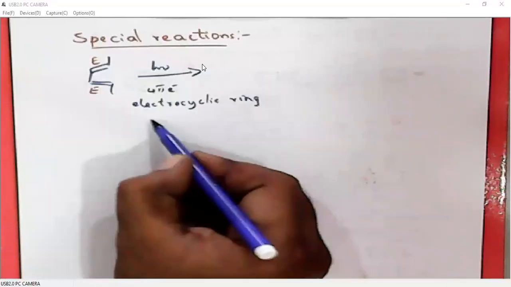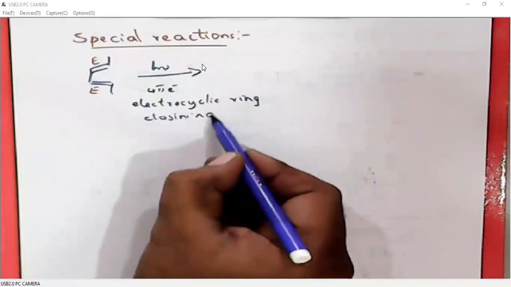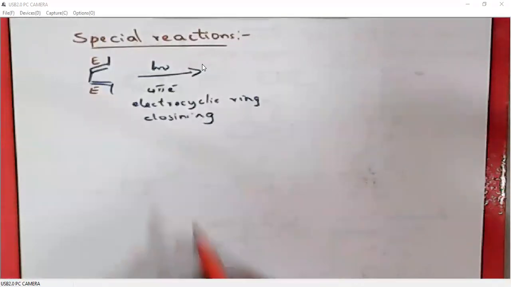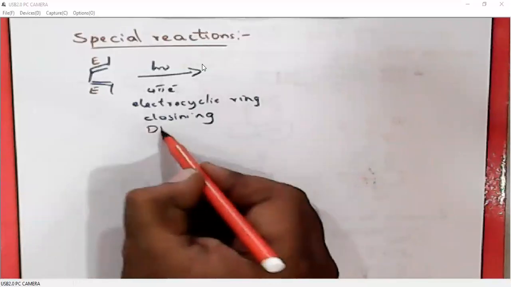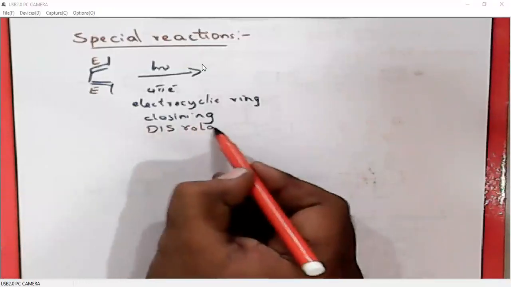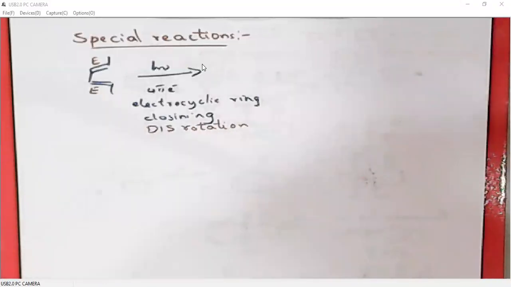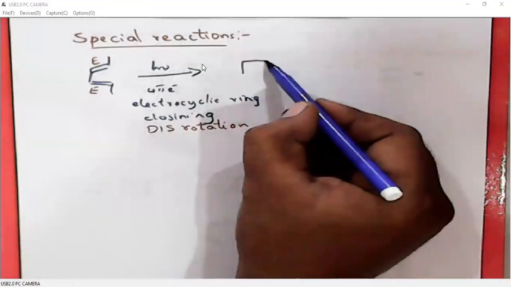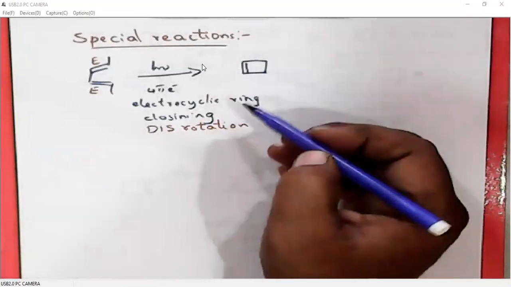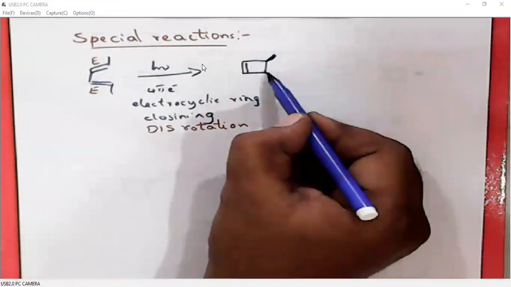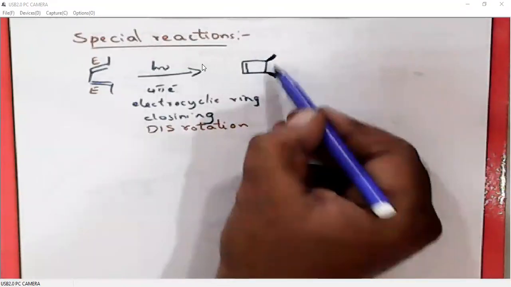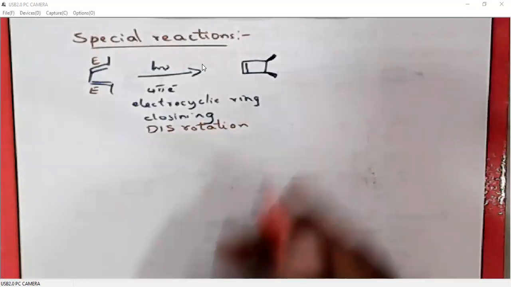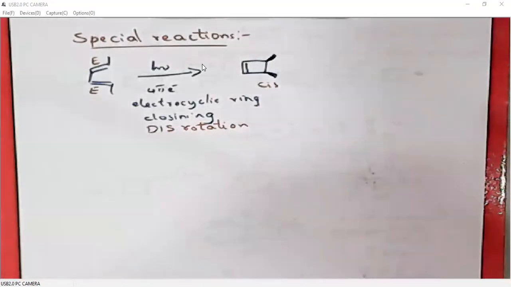ring closing reaction, but as I said, it is not conrotation here, it is disrotation, and the product is again a four-membered ring. But in the case of thermal conditions, it is a trans disubstitution, whereas under photochemical conditions, it will be cis. When we remember the Woodward-Hoffmann rules, we can easily predict this.